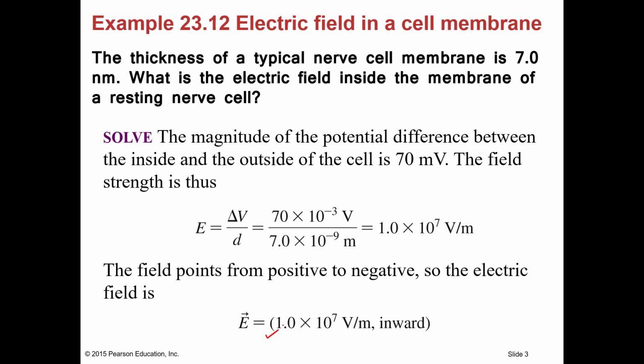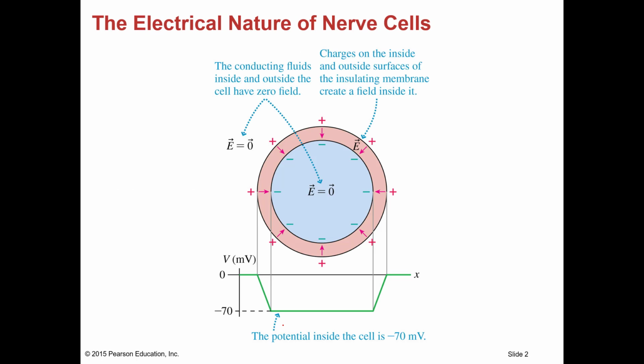And we also need to specify the direction of the electric field. So the direction of electric field is always pointing from positive to negative. Okay, so that's the direction. You see that arrow.